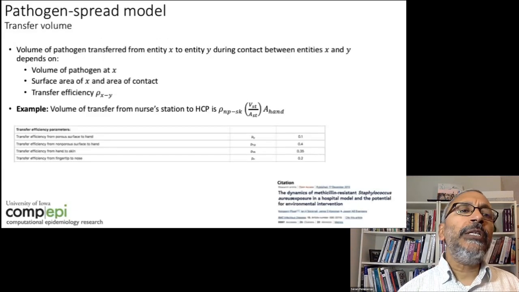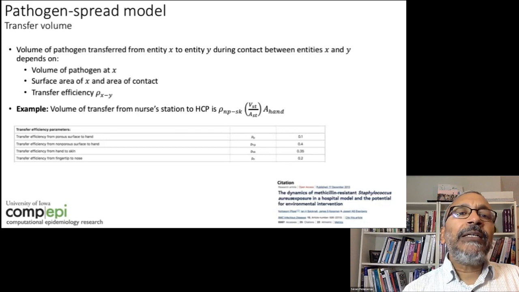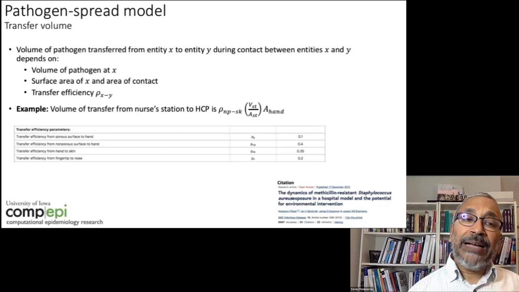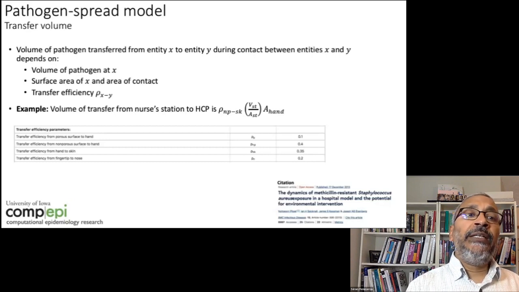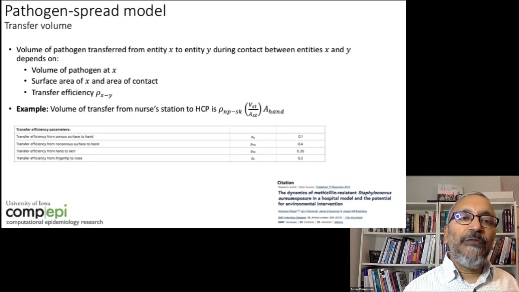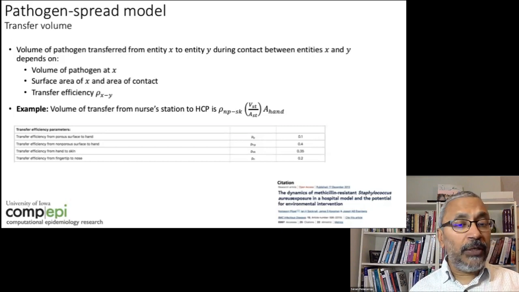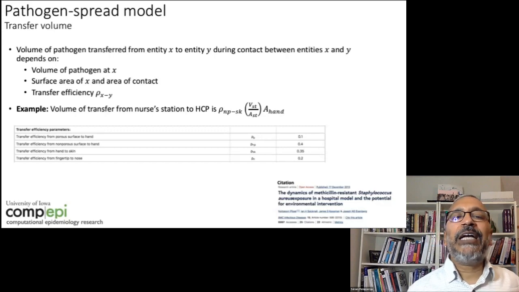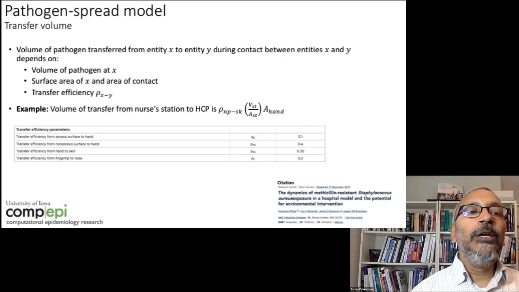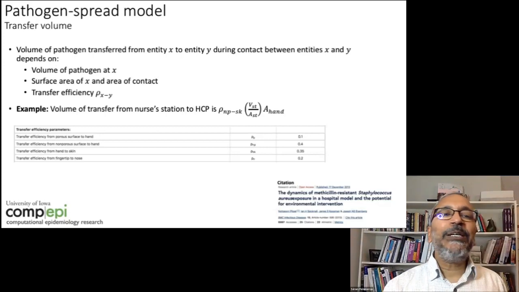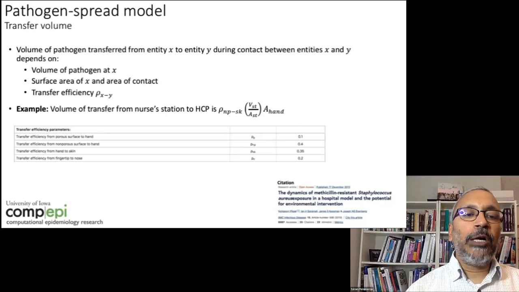The final piece of this pathogen spread model is the fact that pathogen spread depends on several factors, such as the volume of pathogen at the source, the surface area of contact between the 2 entities that are touching, and also what's called the transfer efficiency. Different surfaces, skin versus clothes versus porous surfaces versus non-porous surfaces, all have different transfer efficiencies. There have been studies on this as well, so we take this into account in our model. We put all of this together, and that's part of our pathogen spread model.